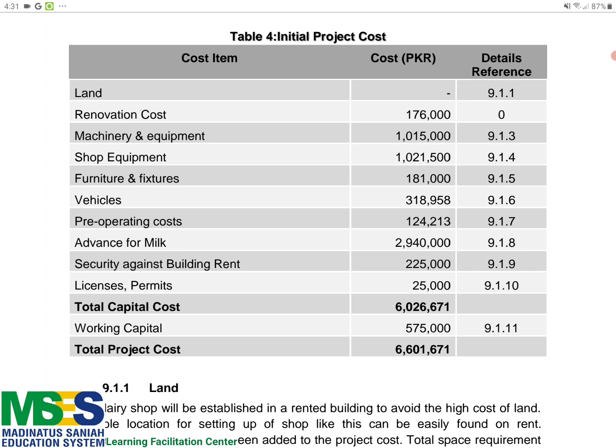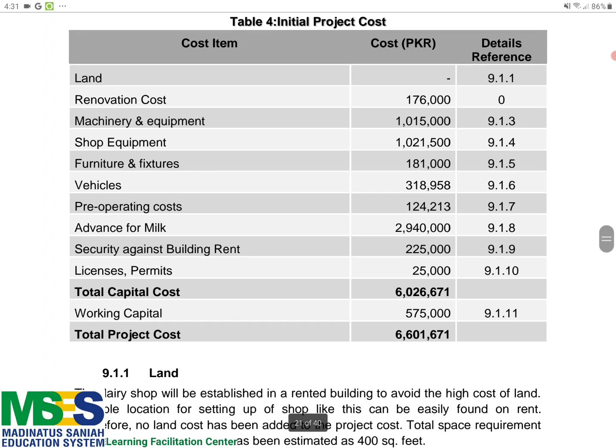So the highest cost is the advance for the milk. How much advance are you going to pay? 29 lakh 40,000 rupees. So this is the advance for the whole year, probably. Then building and rent, and then licenses and permits, if any. So the total cost will be 6.6 million.